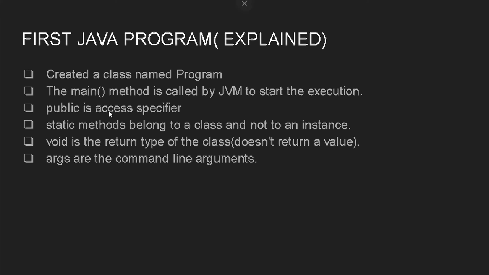Public is an access specifier, I already told you. JVM is going to call the main method. Static method, it belongs to a class, it doesn't belong to an object or an instance. And this args are the command line arguments, and void means it does not return a value.